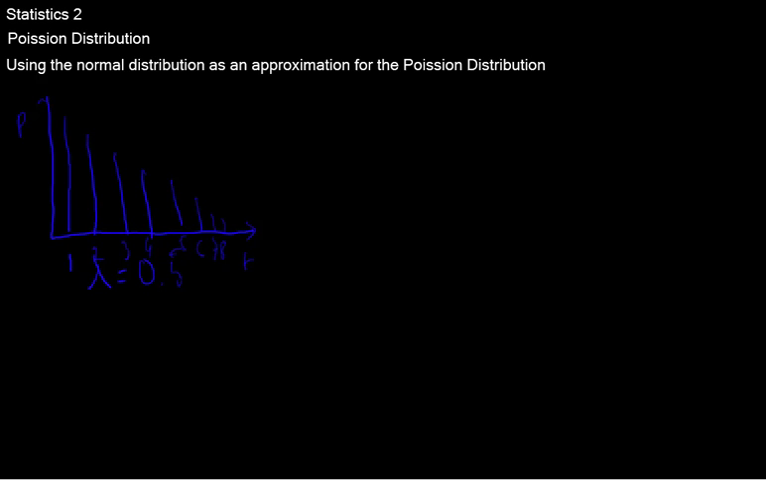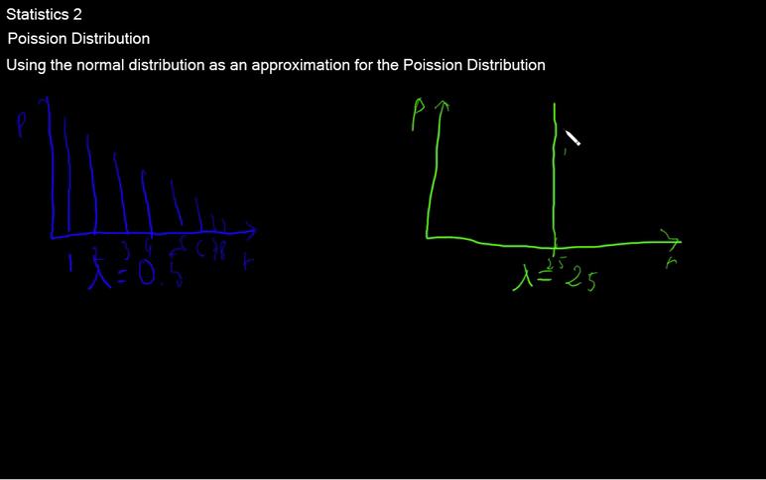So what if we increase the mean? Let's just say we try to get a higher mean. So let's say the mean is now not 0.5. Let's say the mean is equal to 25, which is really large. So here we also have the graph. We have the probabilities and we have the R. So the mean here is 25. A funny thing with the Poisson distribution is that the higher the mean, the more normal it looks. So when the mean is 25, the graph actually looks like this.